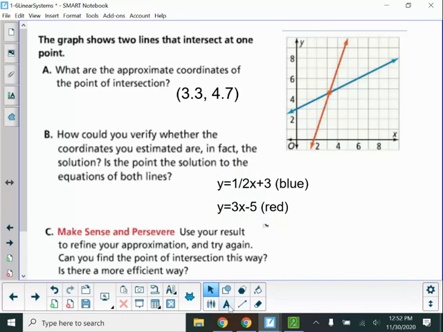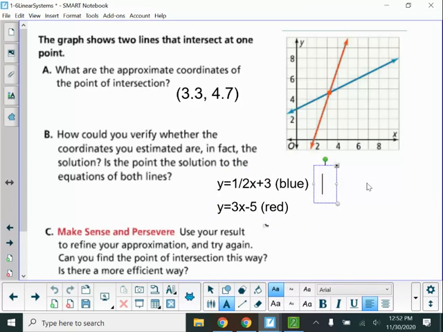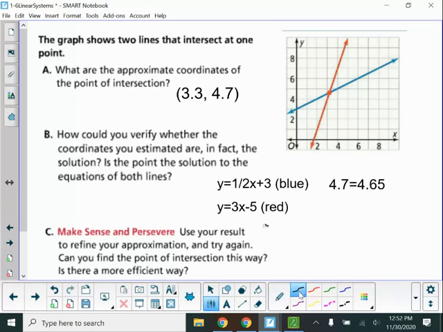Let's see here. So if I plug it into there, again, my y was 4.7. I get 4.7 equals 4.65. And that is definitely not true. That's not something that actually works out. So that is something I would have to cross out because that doesn't actually work there.